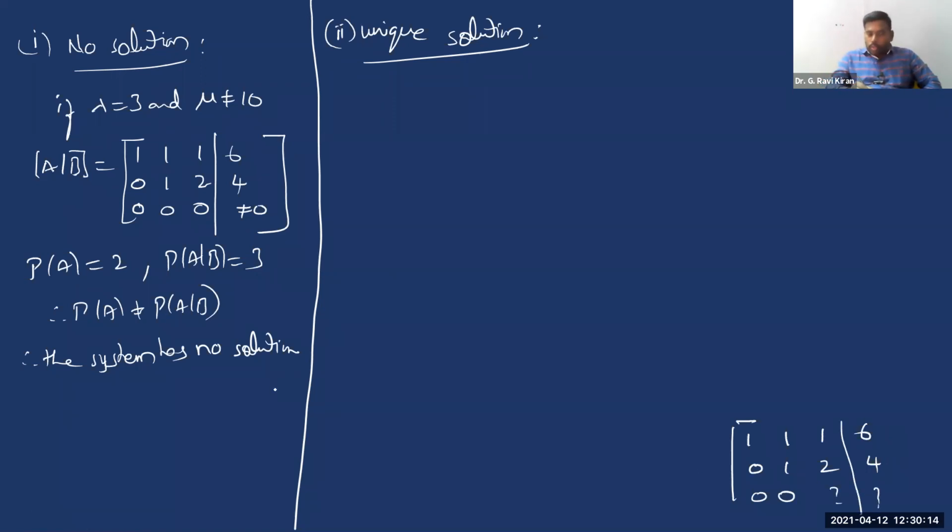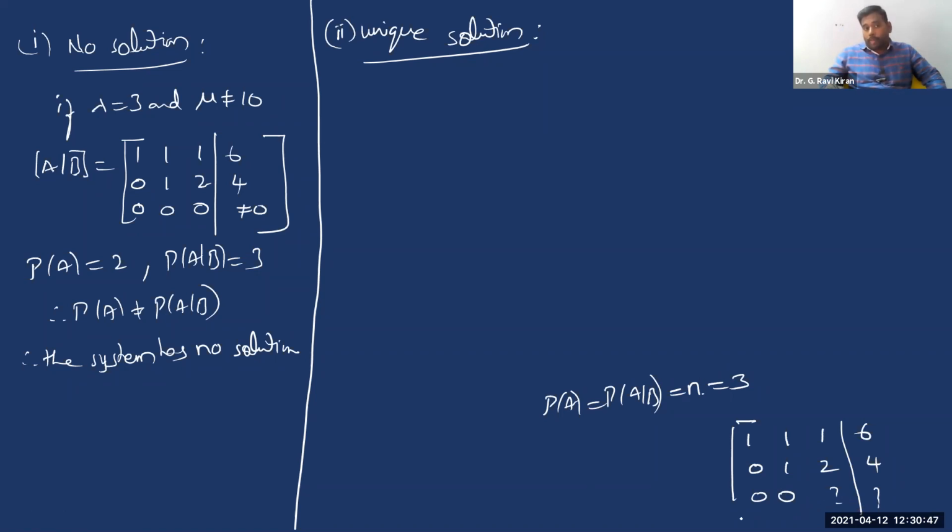Now see, to get a unique solution, what are the conditions? Rank of A must be equal to rank of AB, and along with this the rank must also be equal to the number of unknowns. And the number of unknowns is exactly 3 here: X, Y, Z are the unknowns. So we want this rank to be 3. And when can you get rank 3? When there are exactly 3 non-zero rows. So we want this third row also to be non-zero, right?